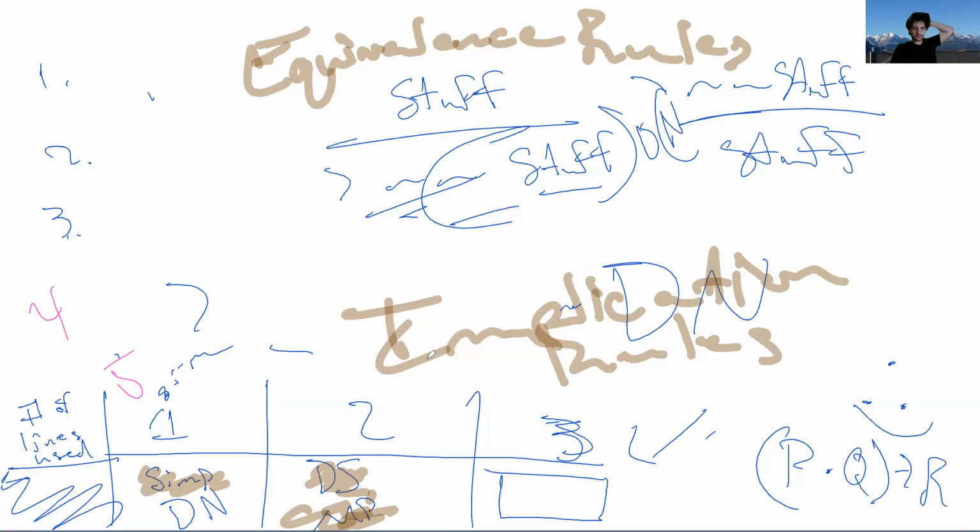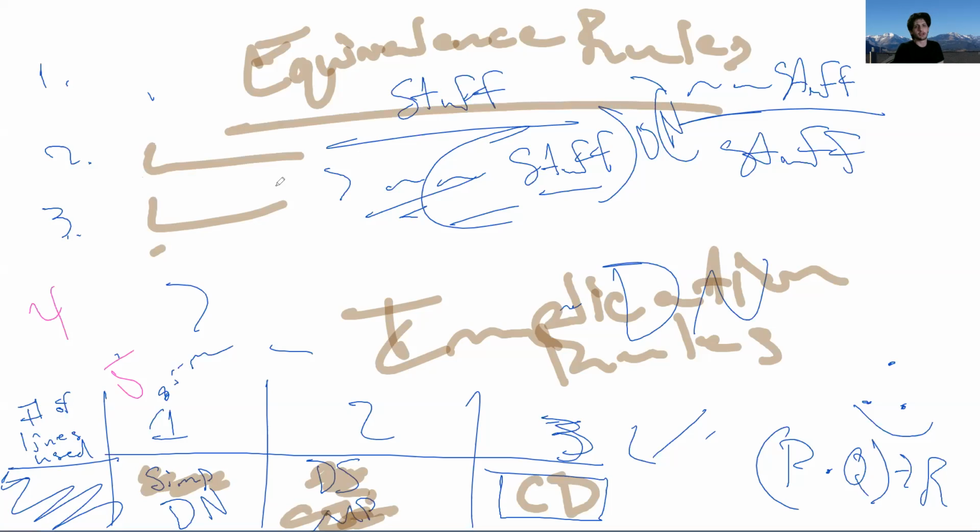In fact, maybe I should have just highlighted these in different colors. These are things where you start off with one or two lines, or I mean, this guy over here, CD, our one three-liner, is also going to be an implication rule, and you get another line. Equivalence rules, on the other hand, are always just going to come from one line, and you're just going to replace it with another line. So the name of the game here is equivalence. It's about these two lines, stuff and not not stuff, these are equivalent to each other, is the idea. So we can swap them out.